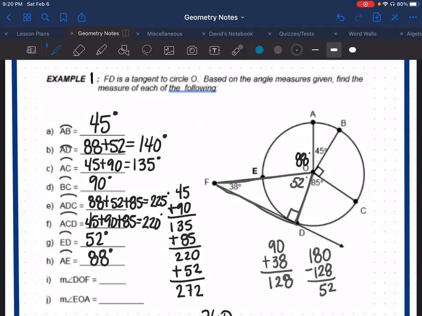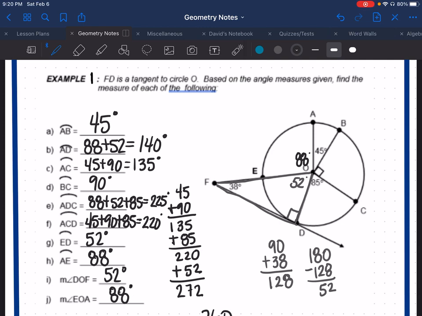All right, now I've done all my arcs. Now I'm going to do my angles. Remember when I name my angle, I'm just following the letters in order from D to O to F. Right out here, there's F. D to O to F, 52. And E to O to A, 85.